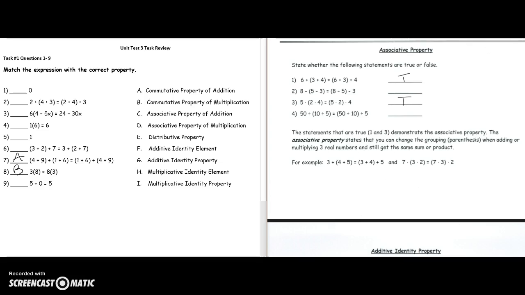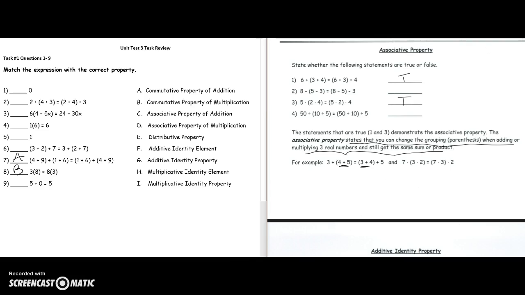Now in the associative property, it states that you can change the grouping, the parentheses, when adding or multiplying 3 real numbers and still get the same sum or product. Okay? An easy way to look for this, anytime we look inside the parentheses, on opposite sides of the equal sign, the numbers are different and the numbers on the outside are different. Alright, so over here there's a 3, over here there's a 5. On the inside we have a 4 and 5, on the inside we have a 3 and 4.